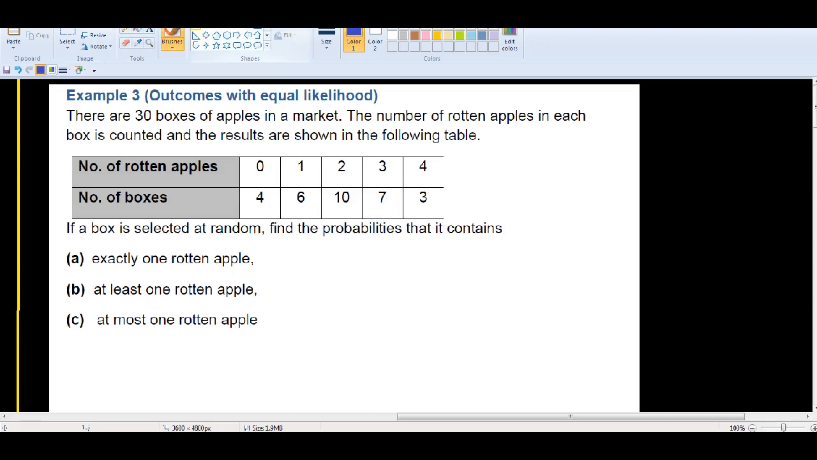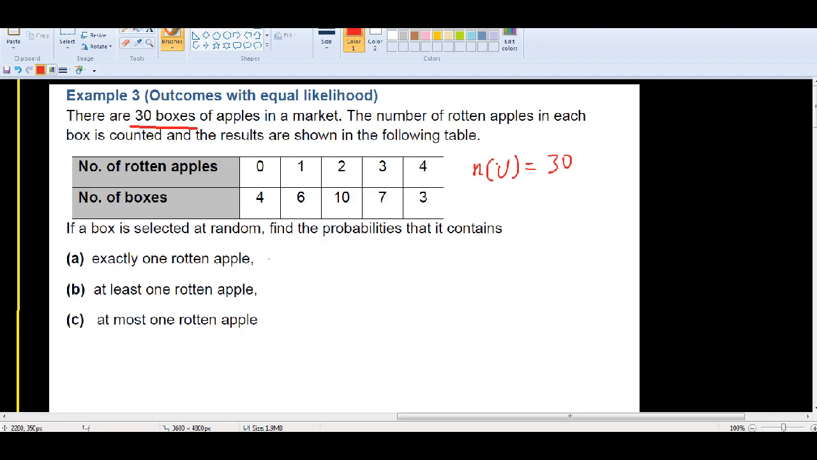This time there are 30 boxes of apples in the market. The number of rotten apples in each box is counted, and the results are shown in the following table. So there are 30 boxes, and the number of rotten apples. There are a few ways to ask the same question, but first of all, let me find out how many elements are in the sample space. The sample space should be all the boxes, so there should be 30, right? So add up all the number of boxes.